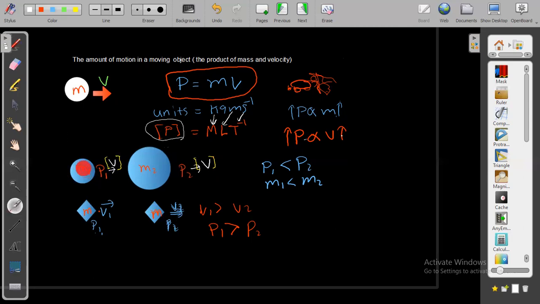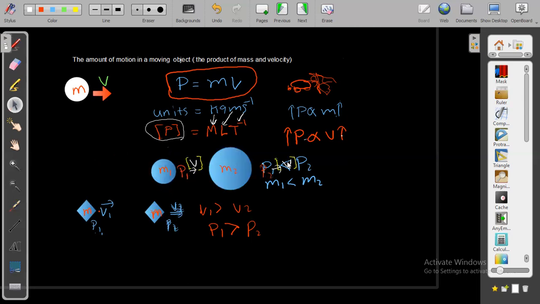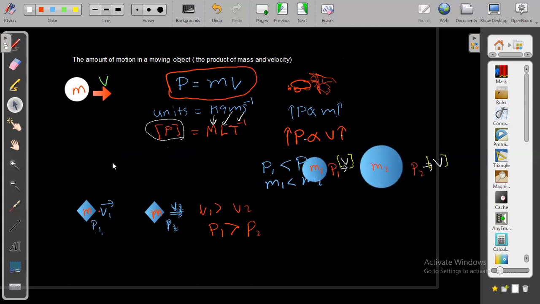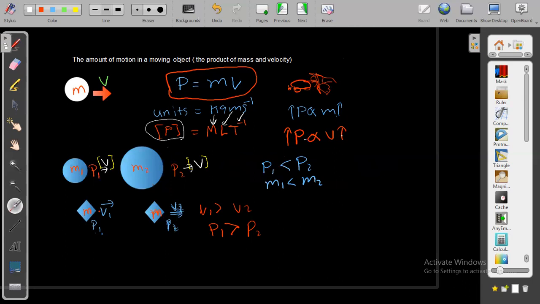One has a mass of m1, and this one has a bigger mass of m2. This one has a momentum of p1, the other one has a momentum of p2, but both the objects are traveling at the velocity of v. Let's see how it changes. Same velocity, because both the objects are moving at the same velocity. Now what about the momentum factor? In the first one, momentum is very low because the mass is low. In the second one, under the same velocity but with a higher mass, the momentum factor is greater.